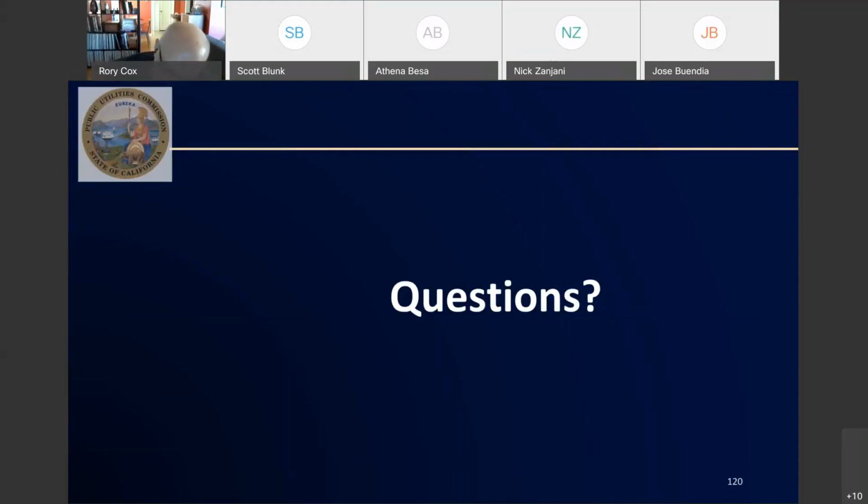Shelley writes, under this layering incentive example, how would the IOUs prevent multiple payments for the same GHG reductions? Would ratepayers be paying 4 times for the same unit of carbon reduction?